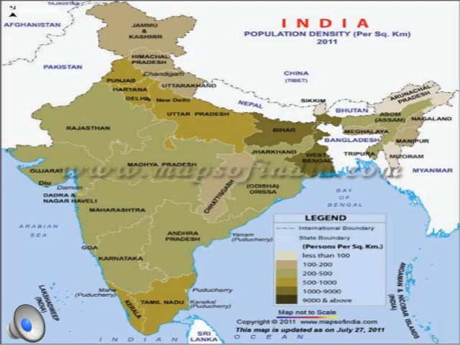Again, after 10 years we will be calculating. We might have conducted a census, but we do not have the revised books, so we don't have the current figures. With the 2011 census, if you see this map, Bihar and West Bengal are the most highly populated, and the lowest is Chhattisgarh.